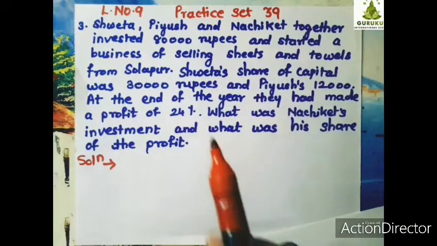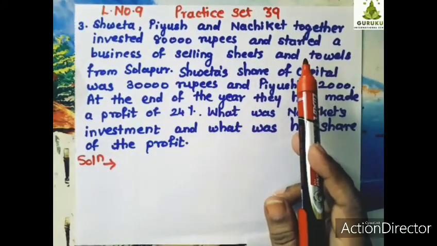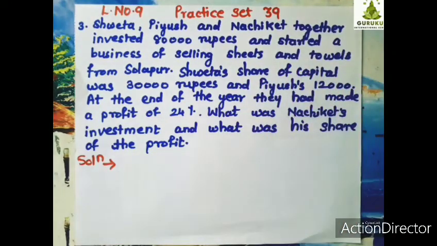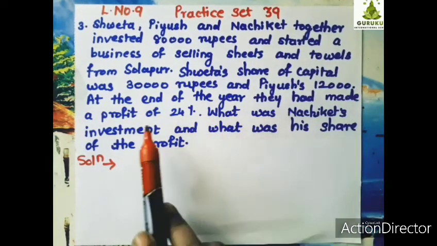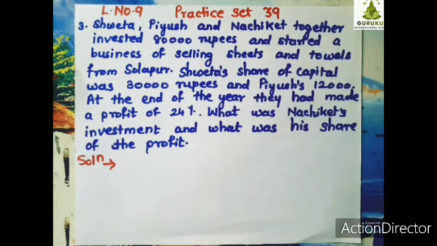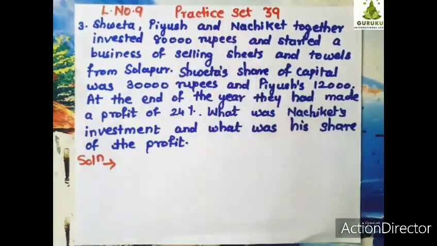In practice set 39, third sum, let us see. Shweta, Piyush and Nachiket together invested 80,000 rupees and started a business of selling sheets and towels from Solapur. Shweta's share of capital was 30,000 and Piyush's was 12,000. At the end of the year, they made a profit of 24%. What was Nachiket's investment and what was his share of the profit? In the earlier two sums only two investors were there. Here they have given us three investors, Shweta, Piyush and Nachiket. So all three have invested some money.